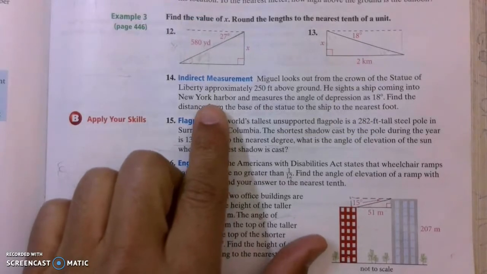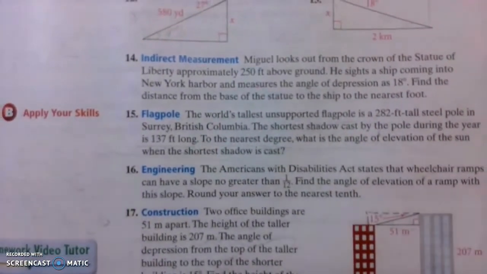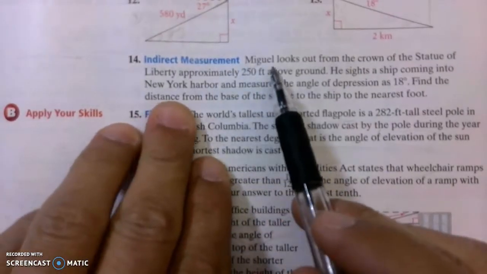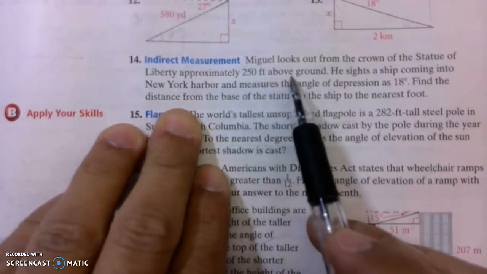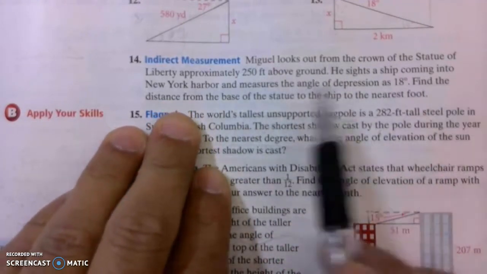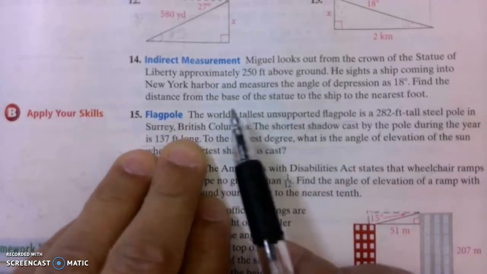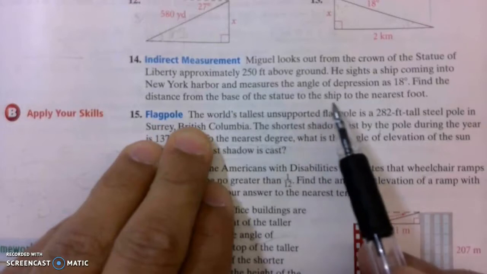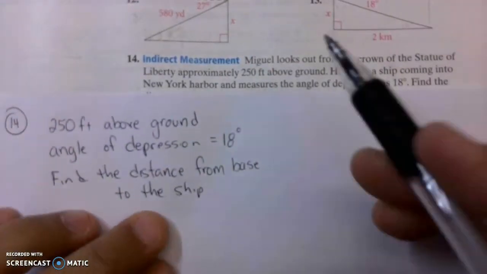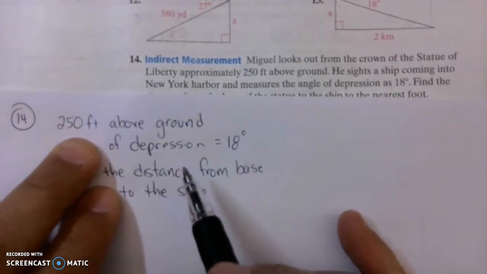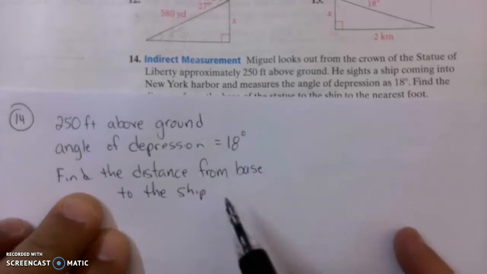Okay, I'm going to do number 14 here on 447. Let me see if I can zoom in here. Indirect measurement. Miguel looks out from the crown of the Statue of Liberty, approximately 250 feet above the ground. He sights a ship coming into the New York harbor and measures an angle of depression of 18 degrees. Find the distance from the base of the statue to the ship, to the nearest foot. Okay, so the key numbers here are 250 feet above the ground, the angle of depression, and how far is the distance from the base to the ship.